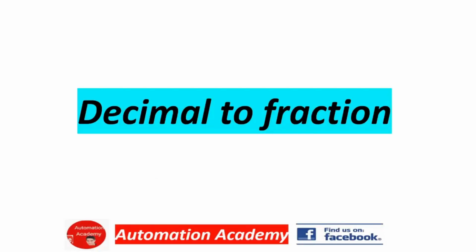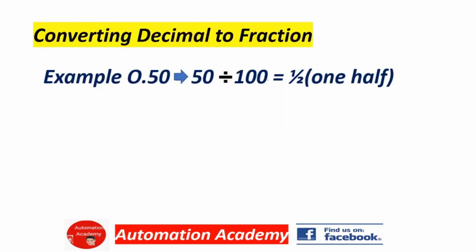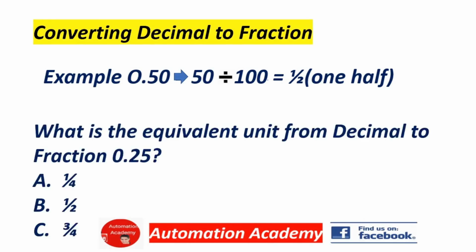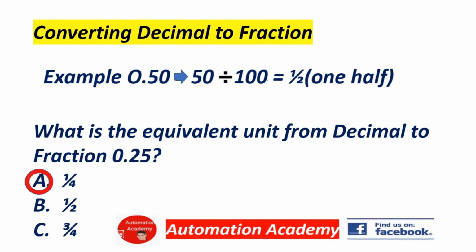Our next topic is decimal to fraction. Converting decimal to fraction. Example, 0.5: 50 divided by 100 equals 1/2. Example, what is the equivalent unit from decimal to fraction? 0.25. A, 1/4. B, 1/2. C, 3/4. Answer A, 1/4.